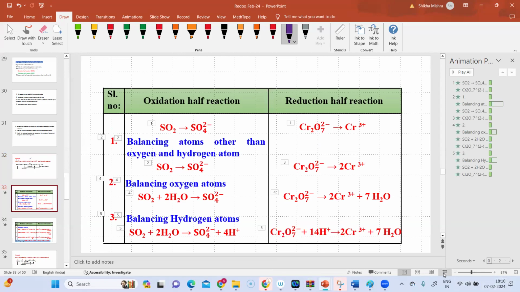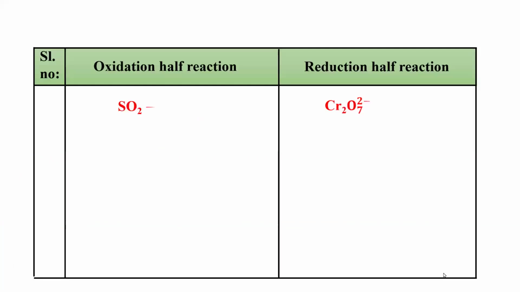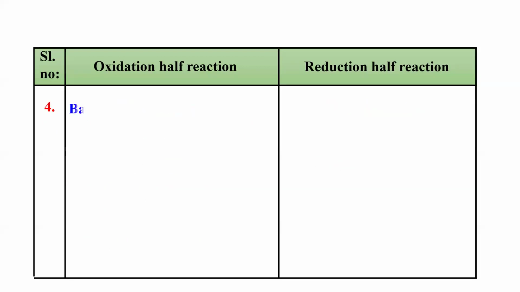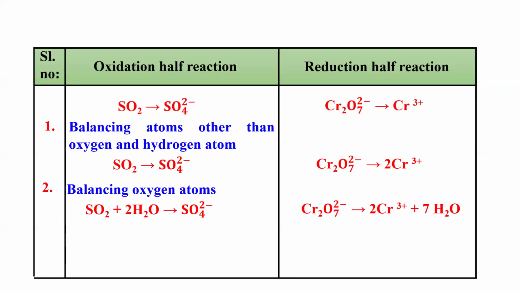So first step, we are clear that we will be writing both the half reactions, right? Now, what was the second step? They said to balance all the atoms except oxygen and hydrogen. First of all, we have to balance chromium, right? For balancing chromium, what we have to do? We have to put 2 over there, right?